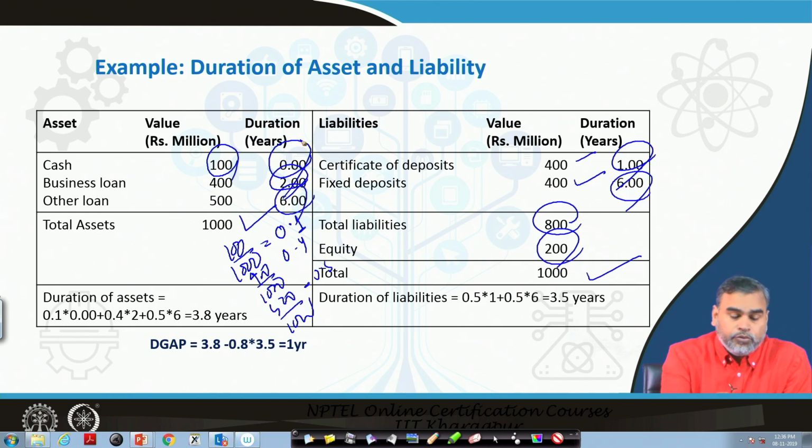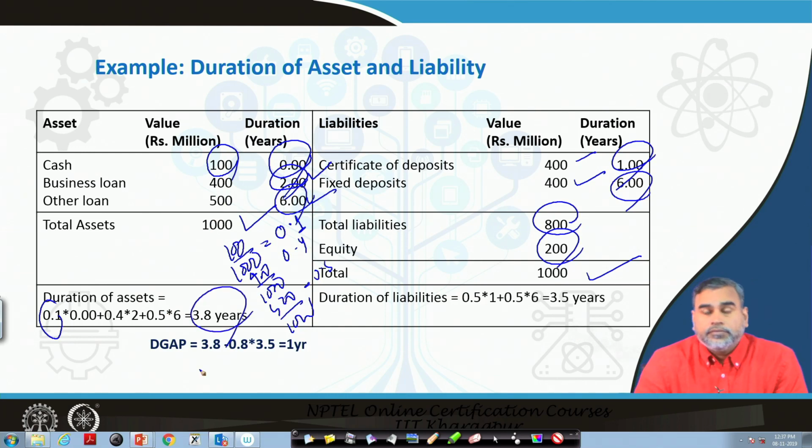And now what do we do? We know the duration of the individual assets. So, 10% or 0.1 into 0, anyway that will become 0 only, plus 0.4 into 2, 2 is the duration of the business loan, plus 0.5 into 6. If you add up, the weighted average becomes 3.8 years.